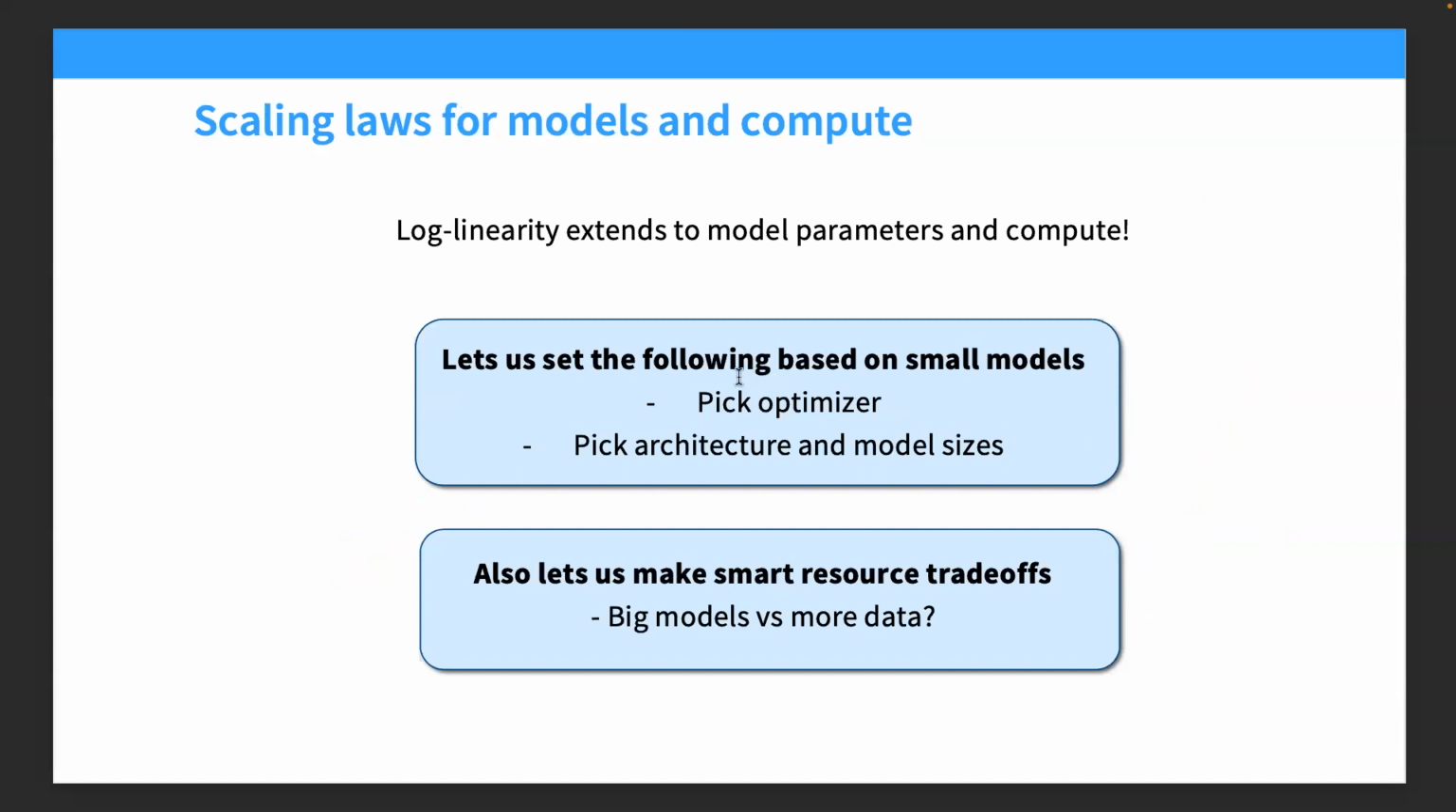Yeah, so we can again use the small models to figure out the best configuration, what is the best model size and compute, and then we can extrapolate it to bigger models and make smart resource trade-offs, right? So we can use those empirical equations to figure out the optimal model size given the data we have right now. Is the data the bottleneck or the model the bottleneck? And then we can take better actions: we should allocate more resources to the model, or we should allocate more resources to collecting additional data.